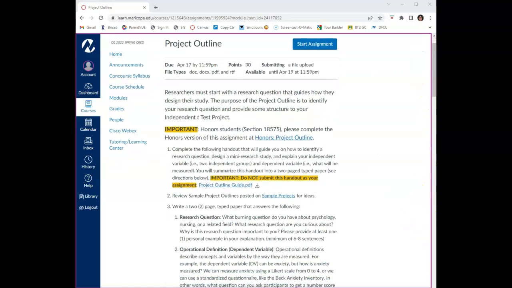The third assignment this week is part of the independent t-test project. The project outline will identify your research question and provide some structure to your project. The project outline guide here is a handout that will be extremely helpful in designing your project and completing this assignment. I strongly encourage you to review the sample project outlines posted on Canvas to understand my expectations for this assignment.